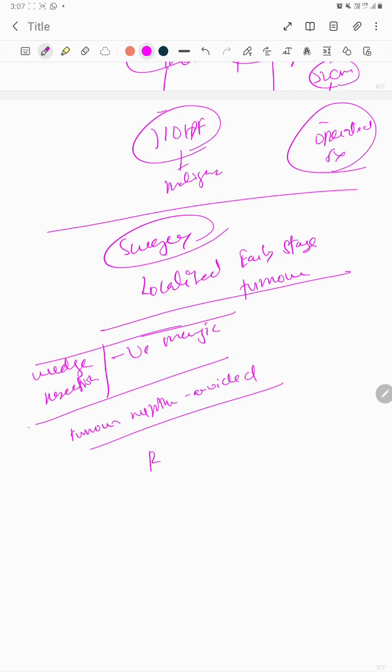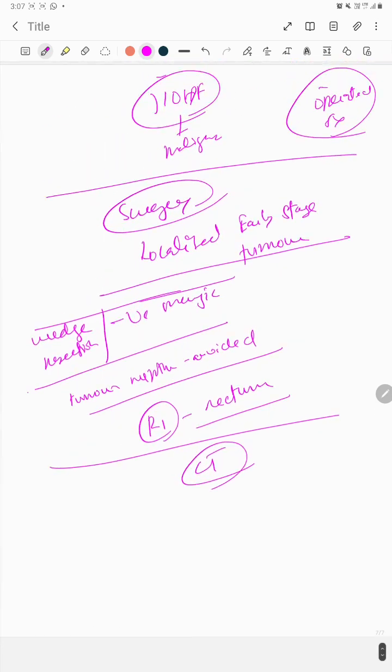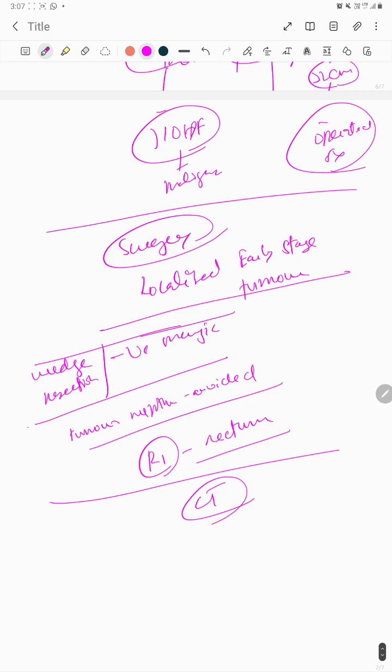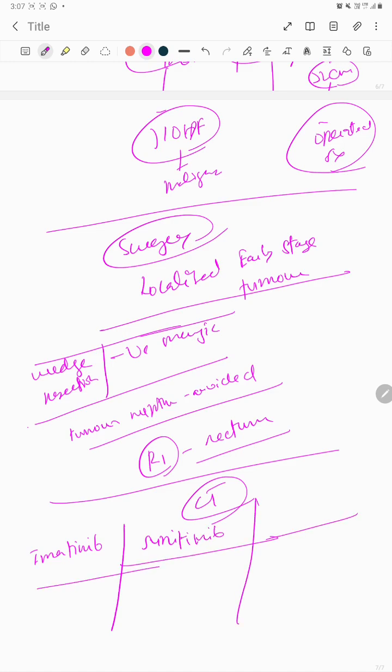In rectum, R1 resection is done. And coming to your last resort, that is chemotherapy. The drugs used are imatinib, sunitinib. If it is resistant to imatinib, you can go for sunitinib, and you can go for dasatinib and your regorafenib.